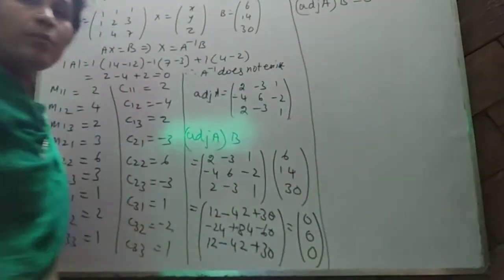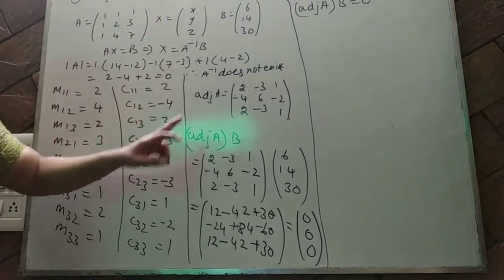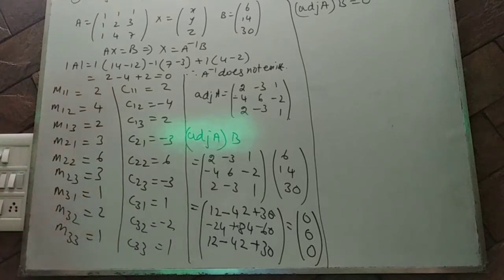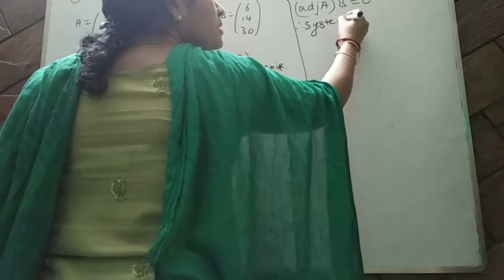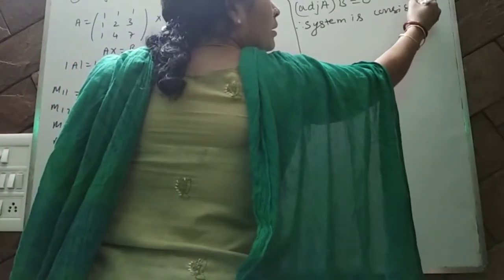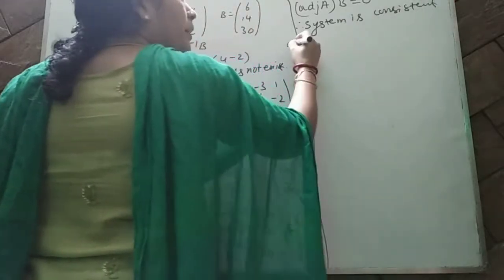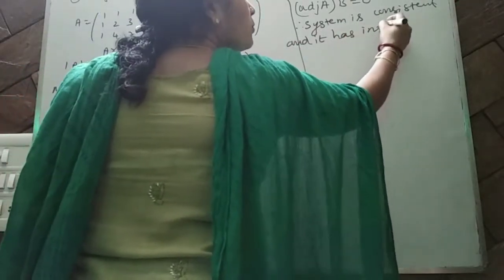Now what can you say about this system? Determinant A is 0, and adjoint of A into B is 0. Therefore the system is consistent and it has infinitely many solutions.